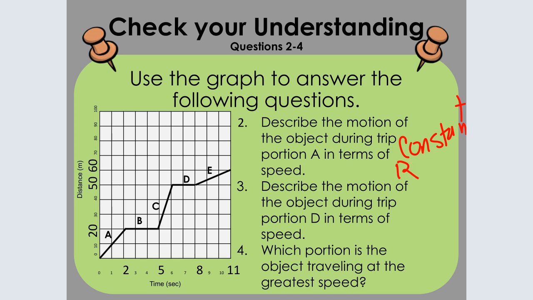Motion of the object during the trip portion of D. So D, that's stopped. And which portion is the object traveling at the greatest speed? All right, so that would be at C because it's steeper here. So if we look at the slope here, 3 over 1. Here it's 1 over 1. The rise, 3. The run, 1.